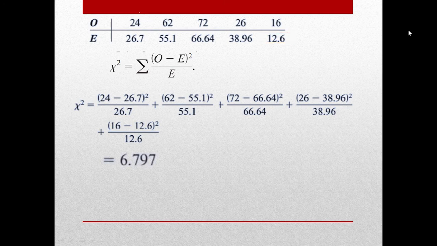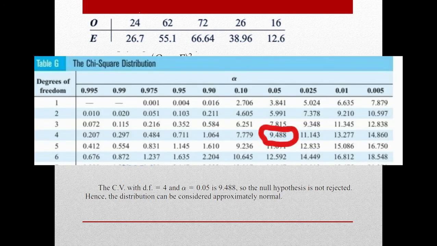So our chi-squared is equal to 6.797. The critical value with the degrees of freedom equal to 4 and alpha equal to 0.05 is 9.488. So the null hypothesis is not rejected. Hence, the distribution can be considered approximately normal.